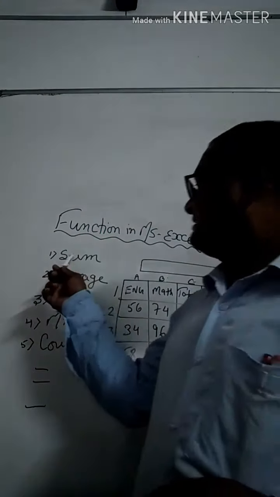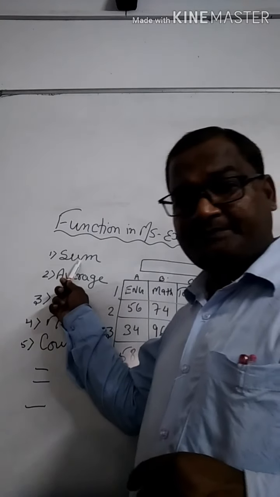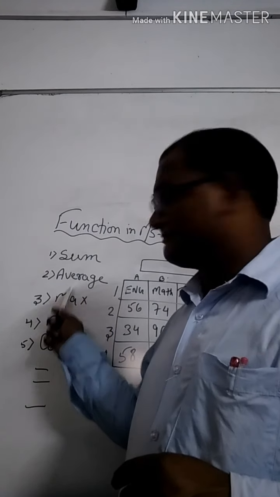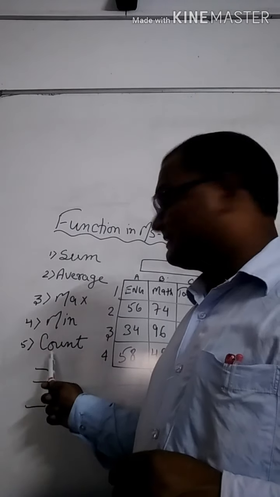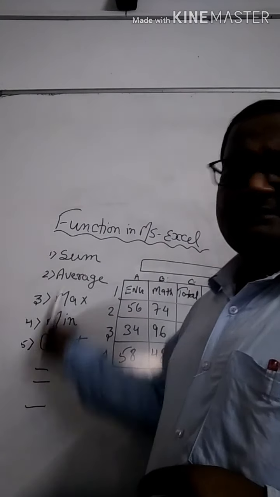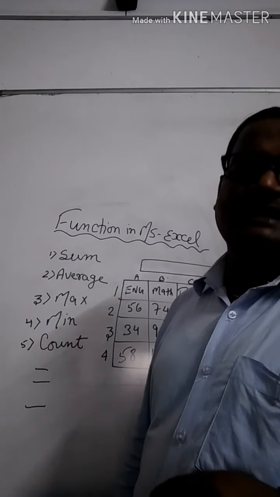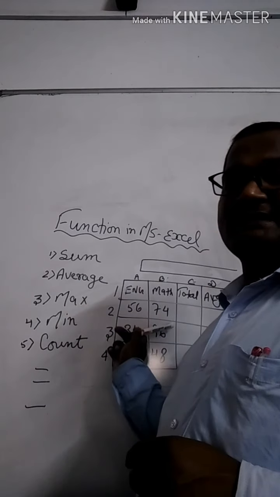So there are the following functions I have written here. One is sum, another is average, another is max, another is min, another is count. These are the functions available in MS Excel, and with the help of these functions you can do operations in the table.